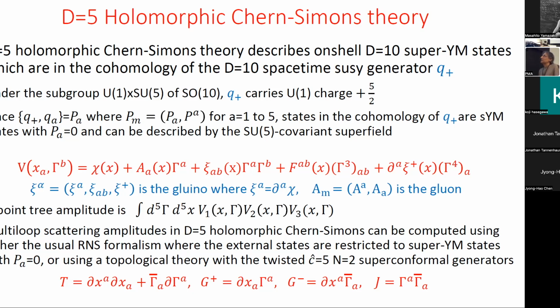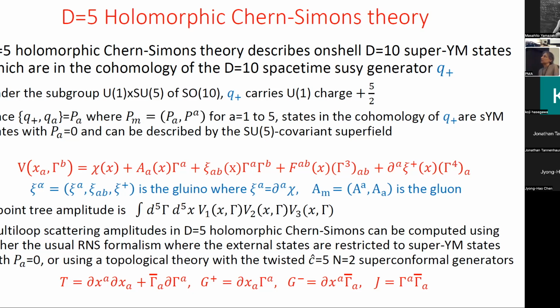And it's easy to see because in the supersymmetry algebra, this Q plus has a commutator which gives you just 5 of the momentum. So we also split the vector up into a 5 and 5 bar. It turns out just to describe super Yang-Mills states which have P_A with the lower index being 0. So you can conveniently combine all of these super Yang-Mills fields into this superfield here. It's a scalar superfield which has 5 anti-commuting parameters.